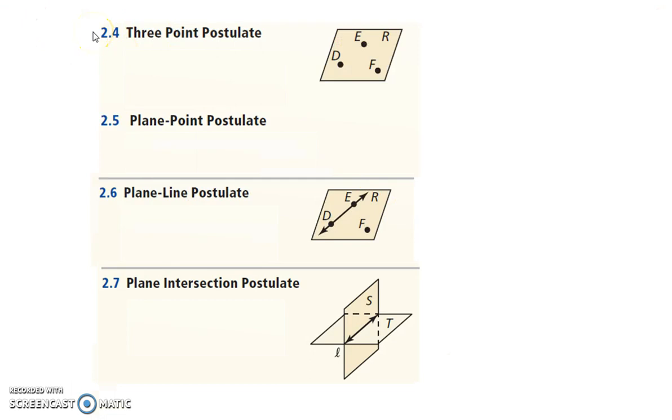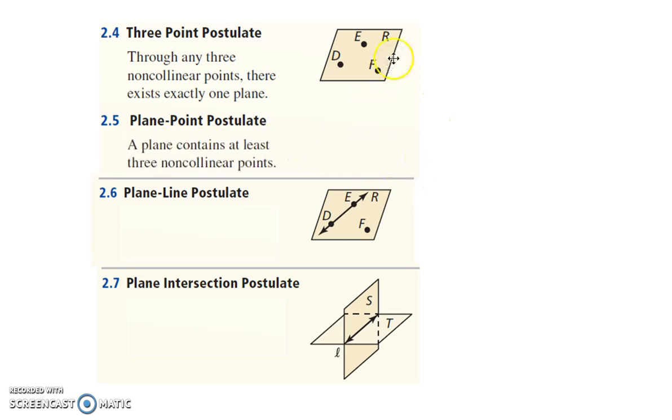Alright, 2-4, 2-5, 2-6, and 2-7. 2-4 is the 3-point postulate. If you have 3 non-collinear points, there's exactly one plane through them. So through D, E, and F, there's exactly one plane, R in this case. And the plane-point postulate, on the flip side, says if you have one plane, then there are at least 3 non-collinear points.